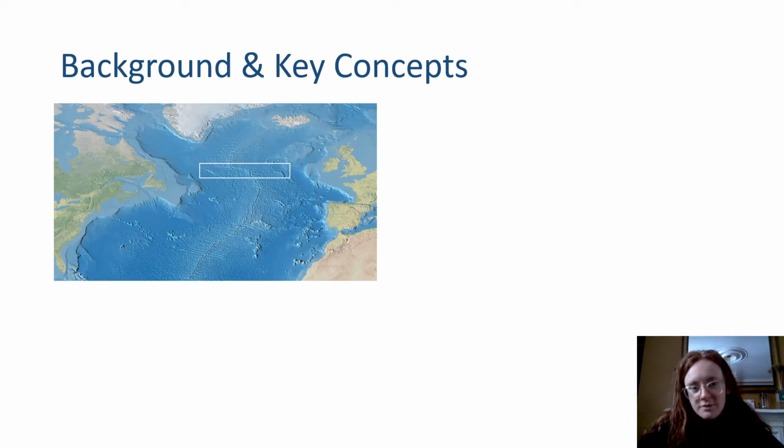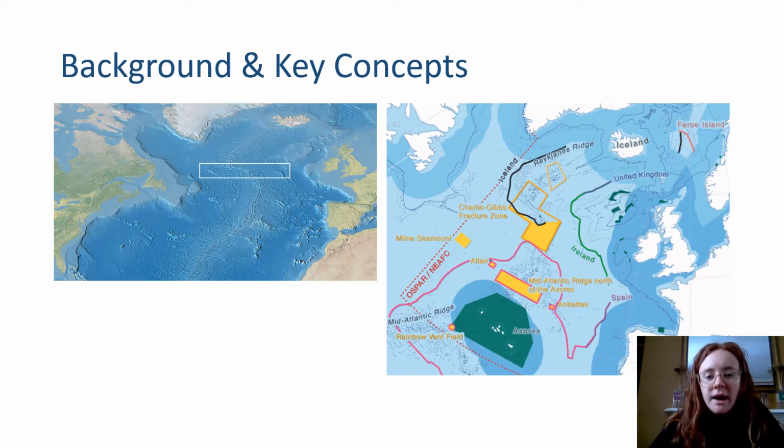The Charlie Gibbs Fracture Zone itself has been recognised as a very important geological and potentially ecologically important feature of the North Atlantic Ocean. This is reflected in the efforts that have been made to protect it from harmful anthropogenic activities by establishing a marine protected area, which can protect marine habitats from fishing, mining, and basically anything that's damaging to the natural habitats of the area.